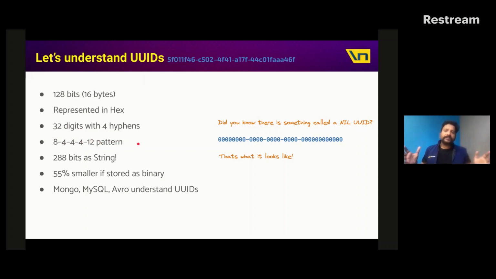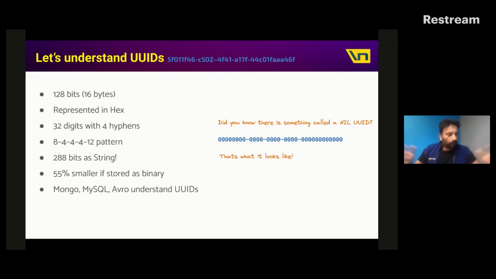Now, most of us store the UUID as a string. So if I'm going to store 32 digits as strings and 4 hyphens, it comes to 36 bytes, which is 288 bits. Now, what you're actually doing by storing a UUID as a string is what would have taken 128 bits if you had stored it as a byte array, now takes 288 bits when you store it as a string. So just by storing the UUID as a byte array and not as a string makes it 55% smaller.